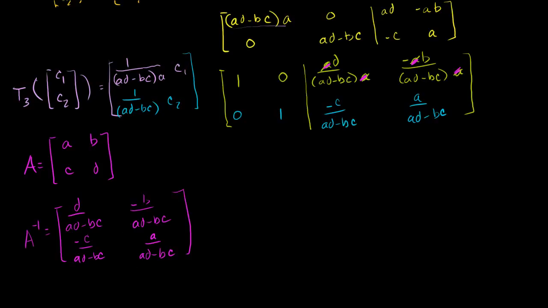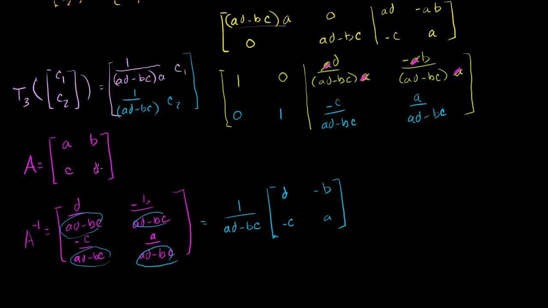But one thing might just pop out at you immediately, is that everything in our inverse is being divided by this. So maybe an easier way to write our inverse, we could just write it as 1 over AD minus BC times the matrix D, minus B, minus C, and A. And just like that, we have come up with a formula for the inverse of a 2 by 2 matrix. You give me any real numbers here, and I'm going to give you its inverse. That's straightforward.